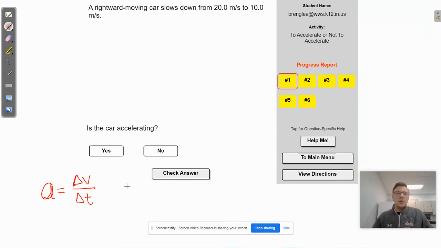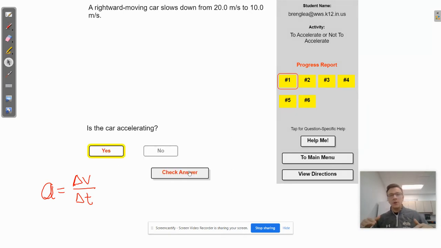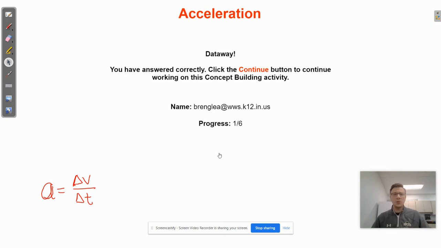So this says a rightward moving car slows down from 20 meters per second to 10 meters per second. This car did change its velocity, and therefore it is accelerating. Does not matter if it's speeding up or slowing down. It's a common misconception that the word acceleration means speeding up. It can mean either speeding up or slowing down. It's just a change in velocity. So that's what you're going to be doing on this trophy.